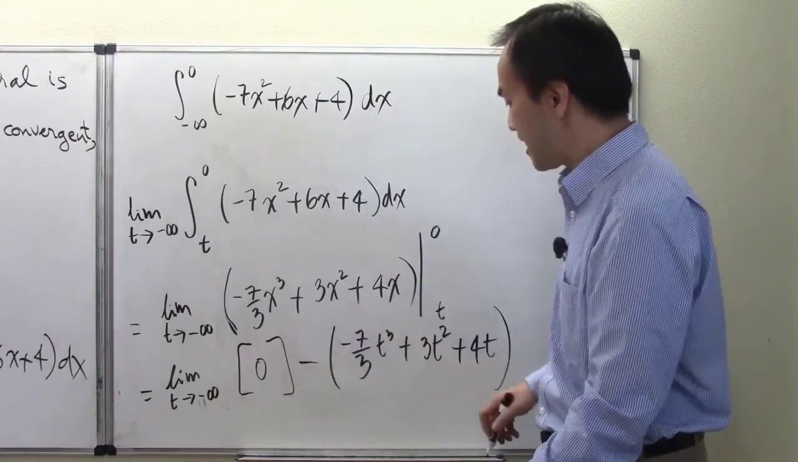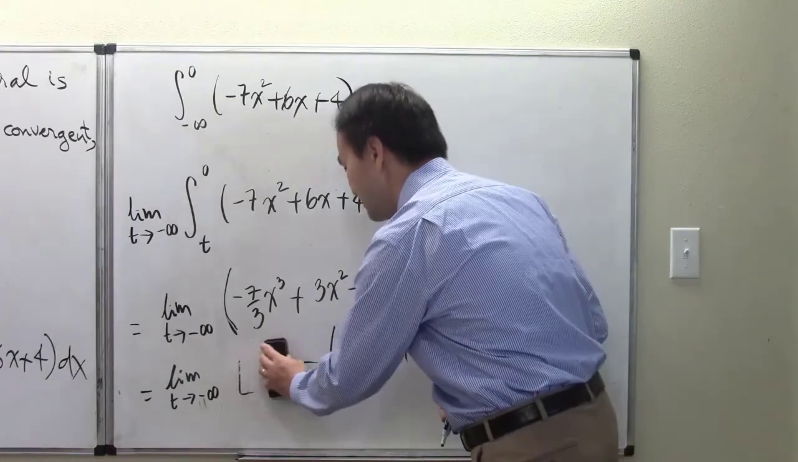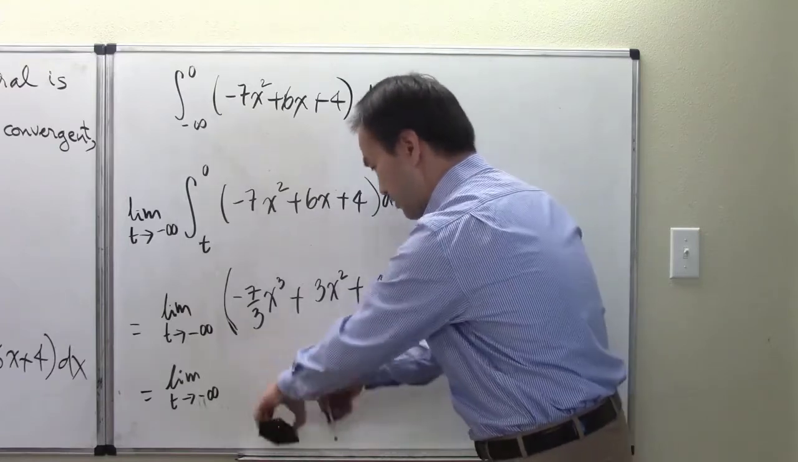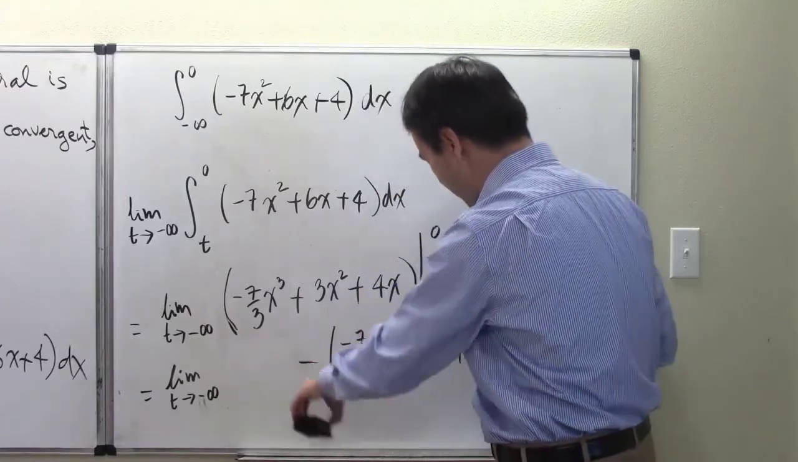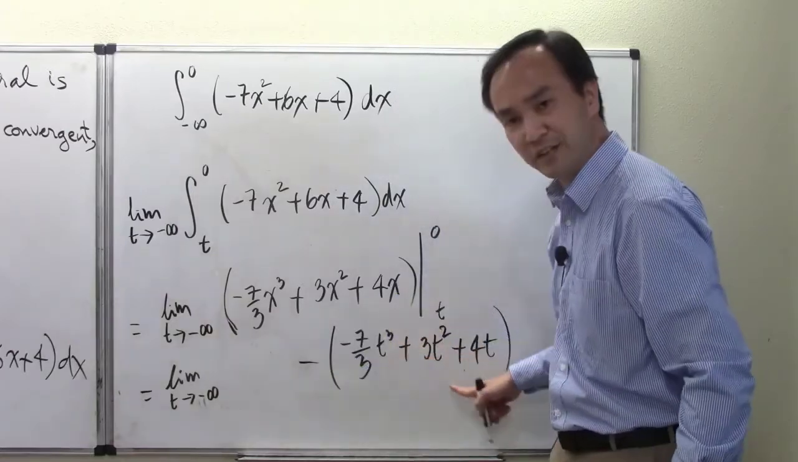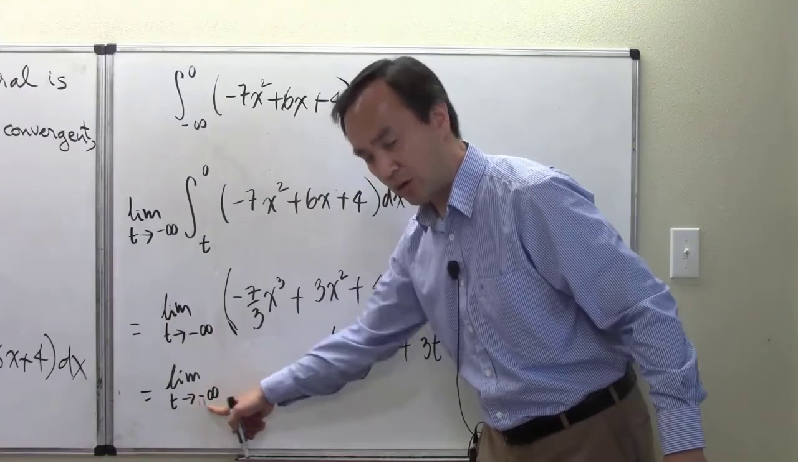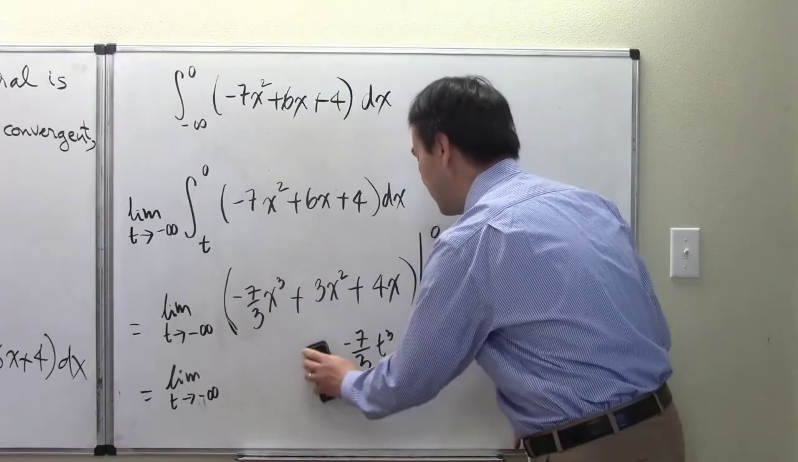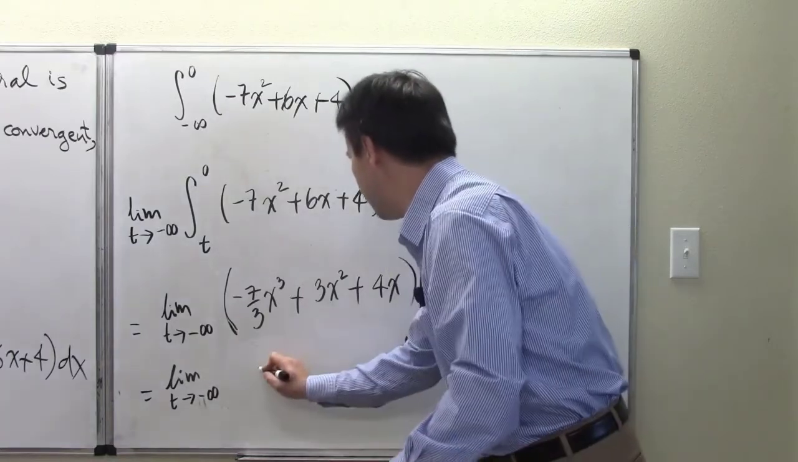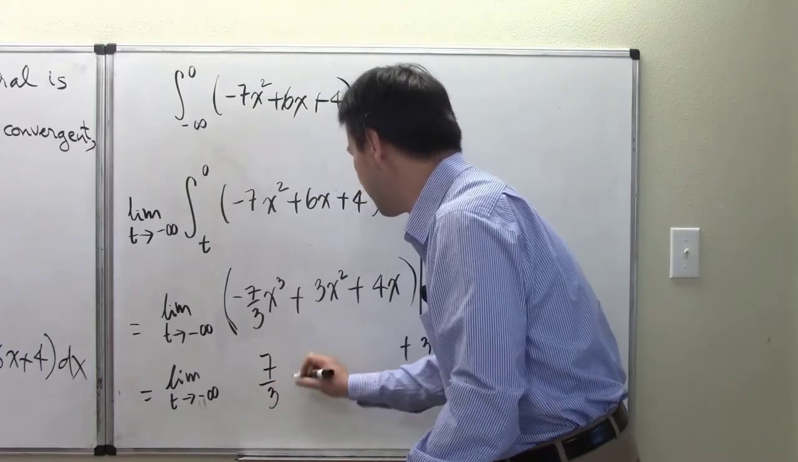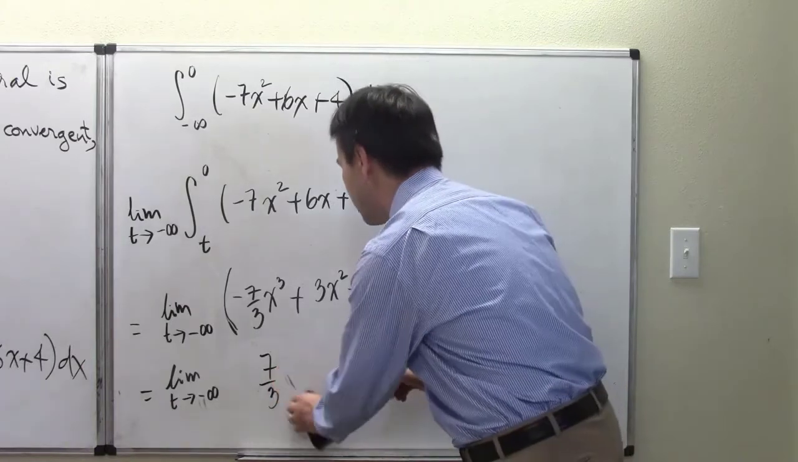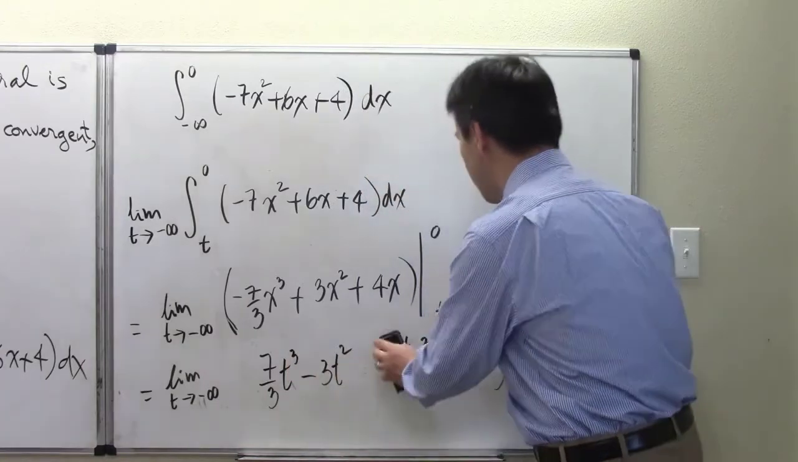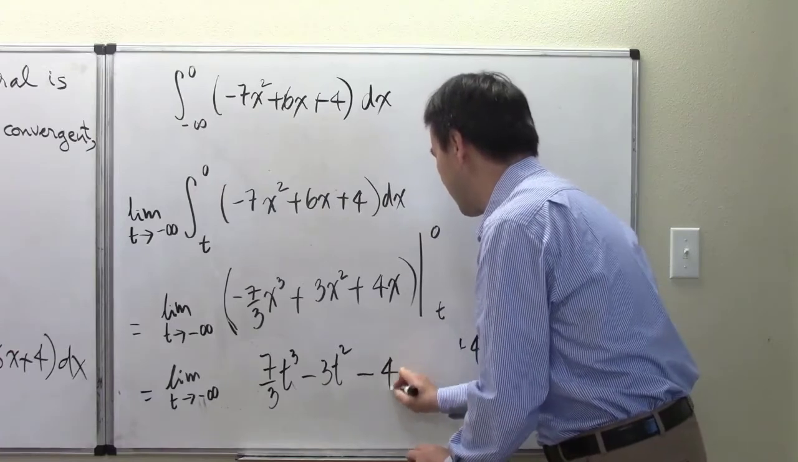So in the next step down, we're simply going to distribute the negative sign here, and then with that 0 part right there, it's completely gone. So we now have remaining a polynomial completely in terms of t right here, and we're letting our t variable approach negative infinity. And so in that way, it's going to be a positive 7/3 t cubed minus 3t squared, okay, and minus 4t.